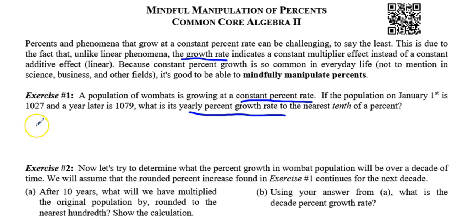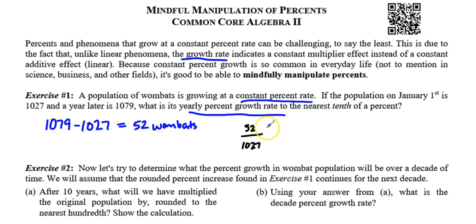Let's figure that out. The first thing we've got to do is find out how much they went up. The population grew by 52 wombats. And now we have to find out, relative to how many they started with, at 1,027, how many is that? Well, we're just going to do that percent, and it comes out to be about 5.1%.